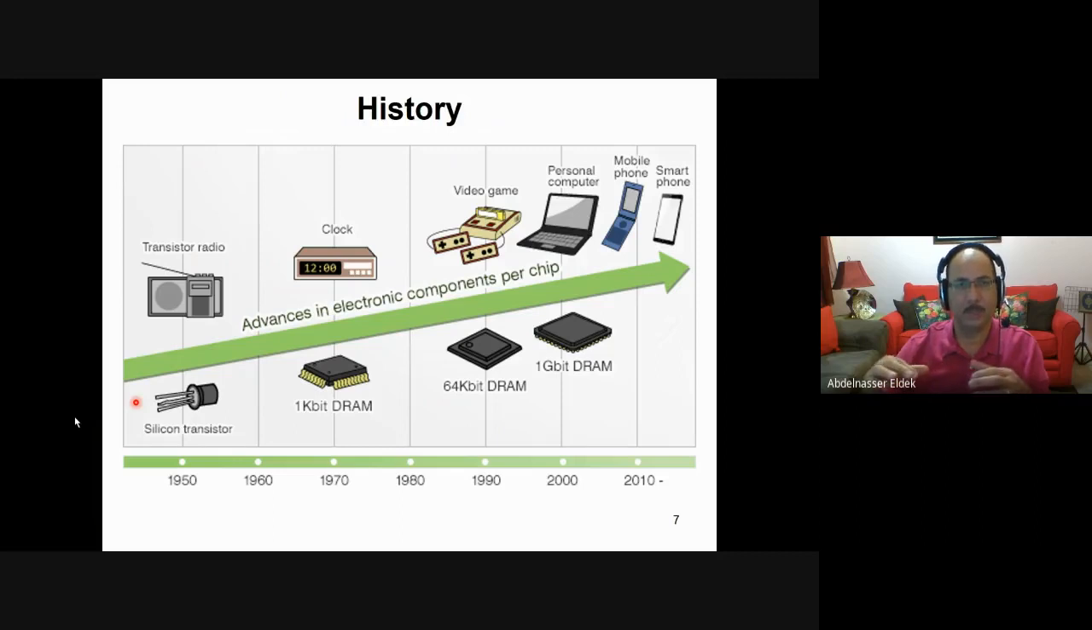This is what you see, for example, in your motherboard in the computer. You have a chip that has I don't know how many electronic components. So this is the IC. So this is a history of semiconductors. And you see here when you start, for example, having this transistor radio, and this clock, of course, you did not see this stuff. And now we have the smartphones and laptops.